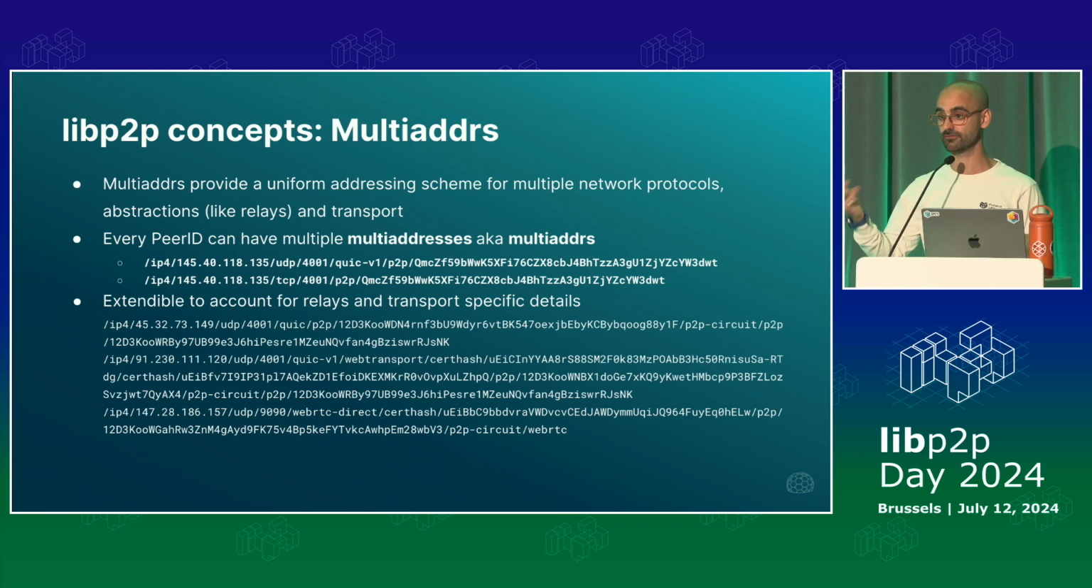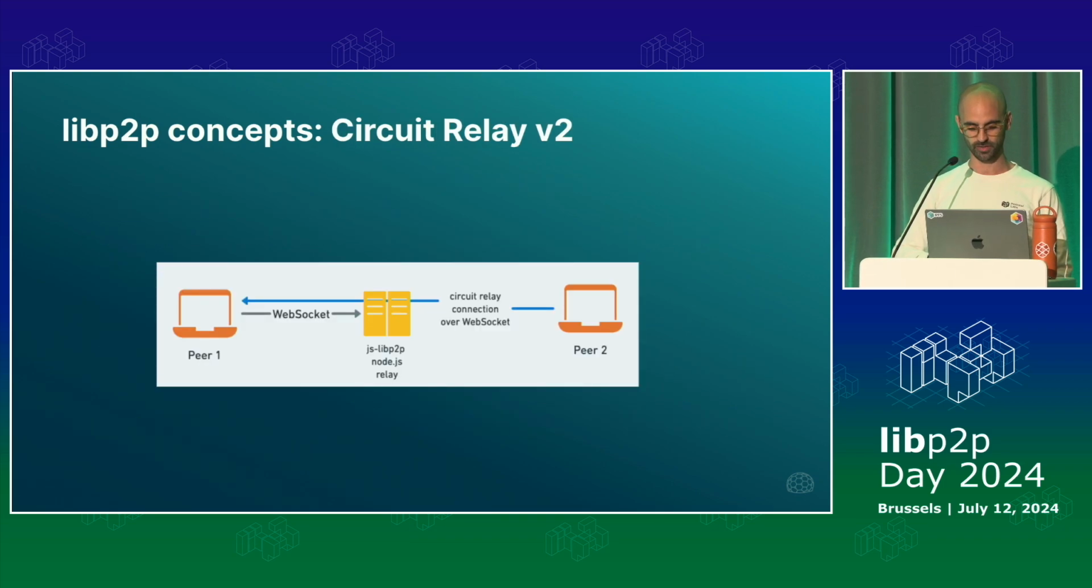Anyways, the main idea here is that it gives us the flexibility to adapt to new features. And so we can also represent things like certificate hashes and also relayed connections. So what do I mean by that? Let's go back to the diagram.